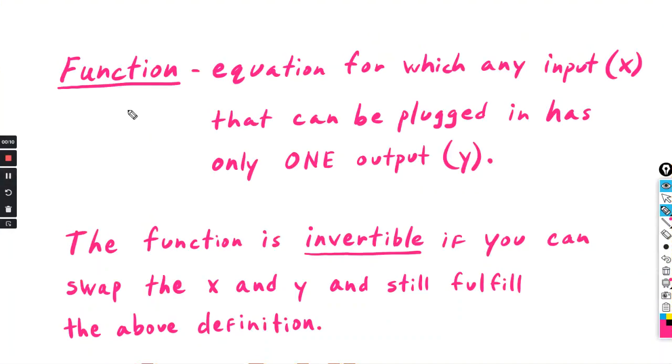All right, so the definition of a function: it is an equation for which any input x that can be plugged in has only one output, which would be y. The function is invertible if you can swap or exchange the x and y and still fulfill the above definition. So we're going to do that in this exercise. If you can exchange the x and the y and still have only one output for each input, then the function will be invertible.